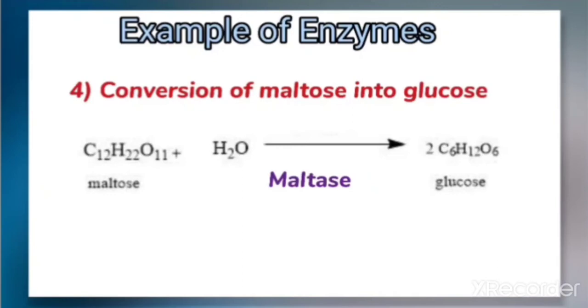The next one is the conversion of maltose into glucose. Maltose can be converted into glucose, that is, the hydrolysis of maltose takes place with the help of the enzyme called maltase, and we get glucose as a product.